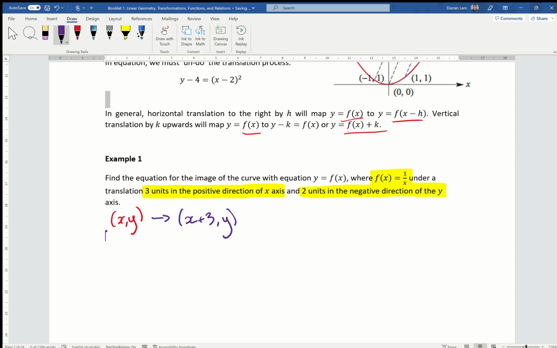Now we apply our second translation. This time, 2 units in the negative direction of the y-axis. The negative direction of the y-axis, so we're going quote-unquote down. We're going to shift our y to y minus 2. If you'd like, you're welcome to skip that middle step and jump straight to x plus 3, y minus 2, but I'm just doing this to demonstrate the steps.